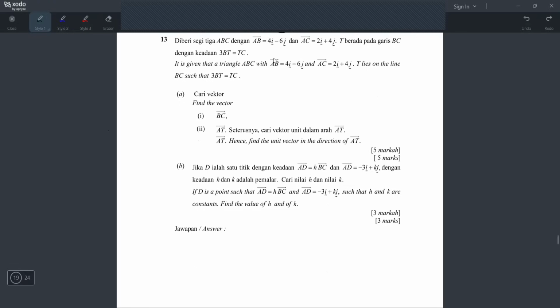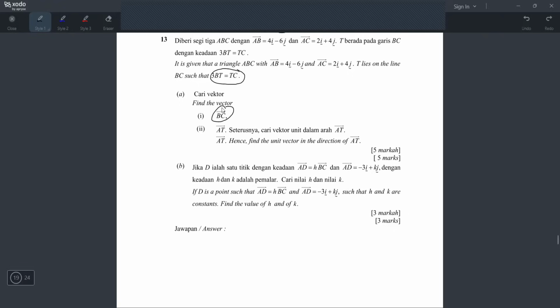So if I tell you 4i minus 6j means what? It means going from A to B means going 4 to the right, means you go ke kanan 4 times because it's positive 4, and then go ke bawah 6. Because it's negative, right? And j is for atas bawah, that's why it's go bawah. Okay, what about 2i plus 4j? Go ke kanan 2 times and then naik 4 times. Okay, T lies on the line BC such that 3BT equals TC, and then find vector BC.